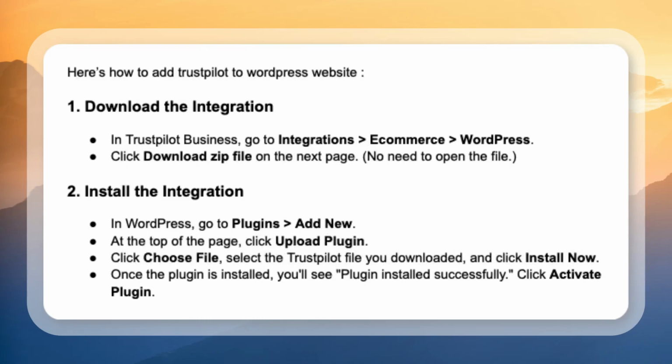Here's how to add Trustpilot to your WordPress website. So there are 3 steps. Step number 1 is to download the integration. So in Trustpilot Business, go to Integrations, then into E-commerce, and then WordPress.